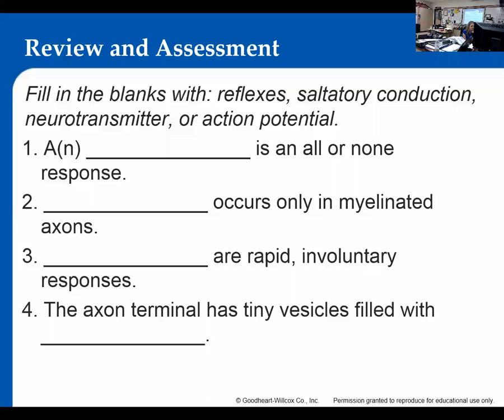Number three, reflexes are rapid and involuntary responses. And number four, the axon terminal has tiny vesicles filled with neurotransmitters. That's the chemical message that tells it to respond.